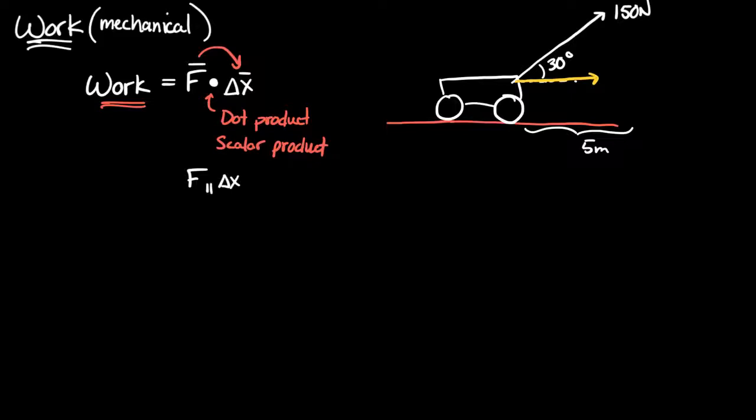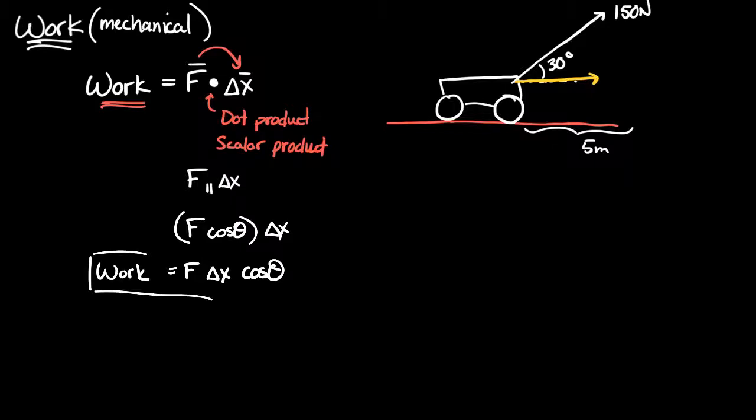Now you guys who are shrewd realize that this angle obviously plays a role in determining the amount of force that's in the direction. It should be pretty easy to figure out how much is there. For the mathy folks, you're already ahead of me. You realize that this is going to be F cosine theta times delta x. But we just write this whole thing out as F delta x cosine theta. This is generally how the equation for work is written on most equation sheets.